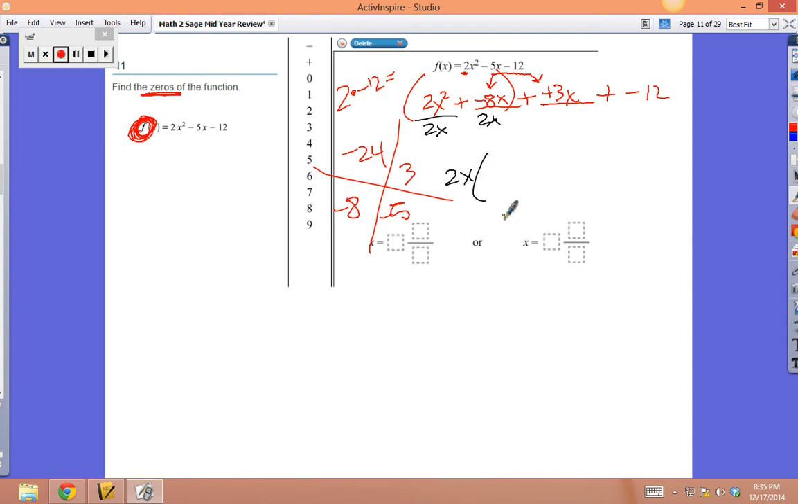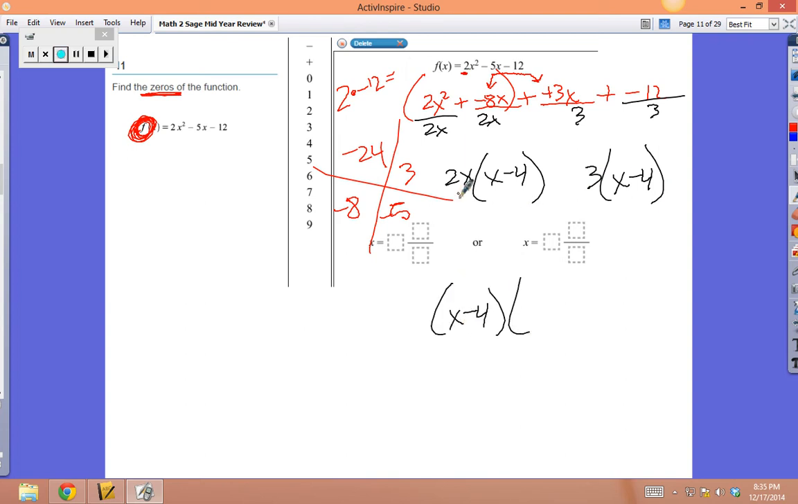So it's going to be 2x times x minus 4. Divide this group, the 3x and the minus 12, both by 3. So it's going to be 3 times x minus 4. And now your final answer, one of the groups is going to be x minus 4, and the other group is going to be 2x plus 3.